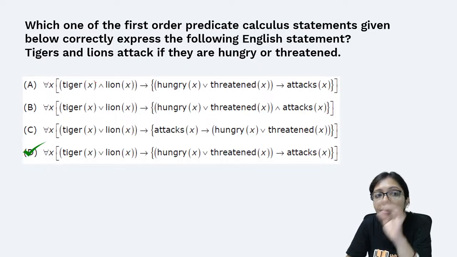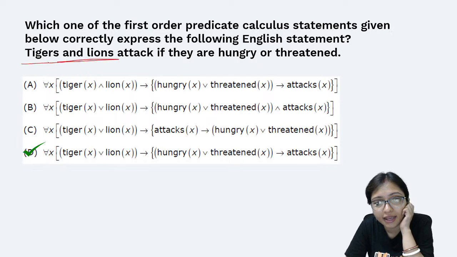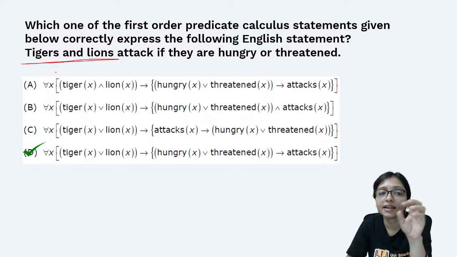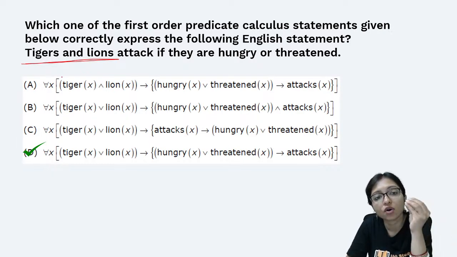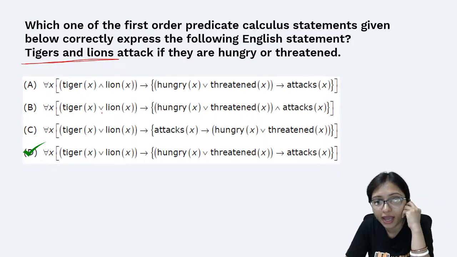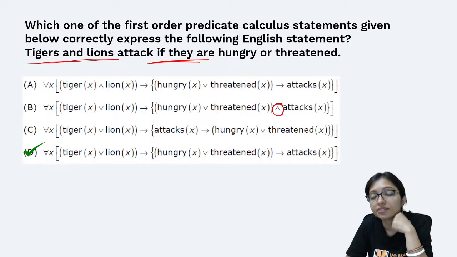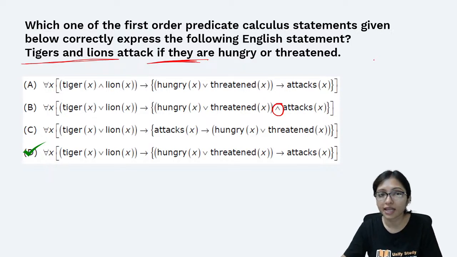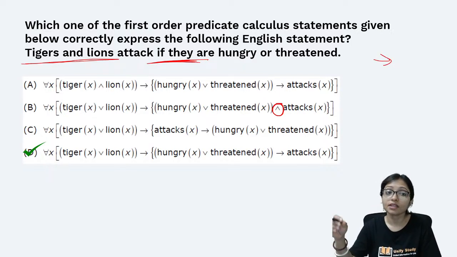Here also, whenever I am using tiger and lion, it can be tiger or it can be lion, that is okay. Whenever you are using this, that was fine, but here you cannot use the and. If means if then, that is implication. Tiger and lion attack if they are hungry or threatened.